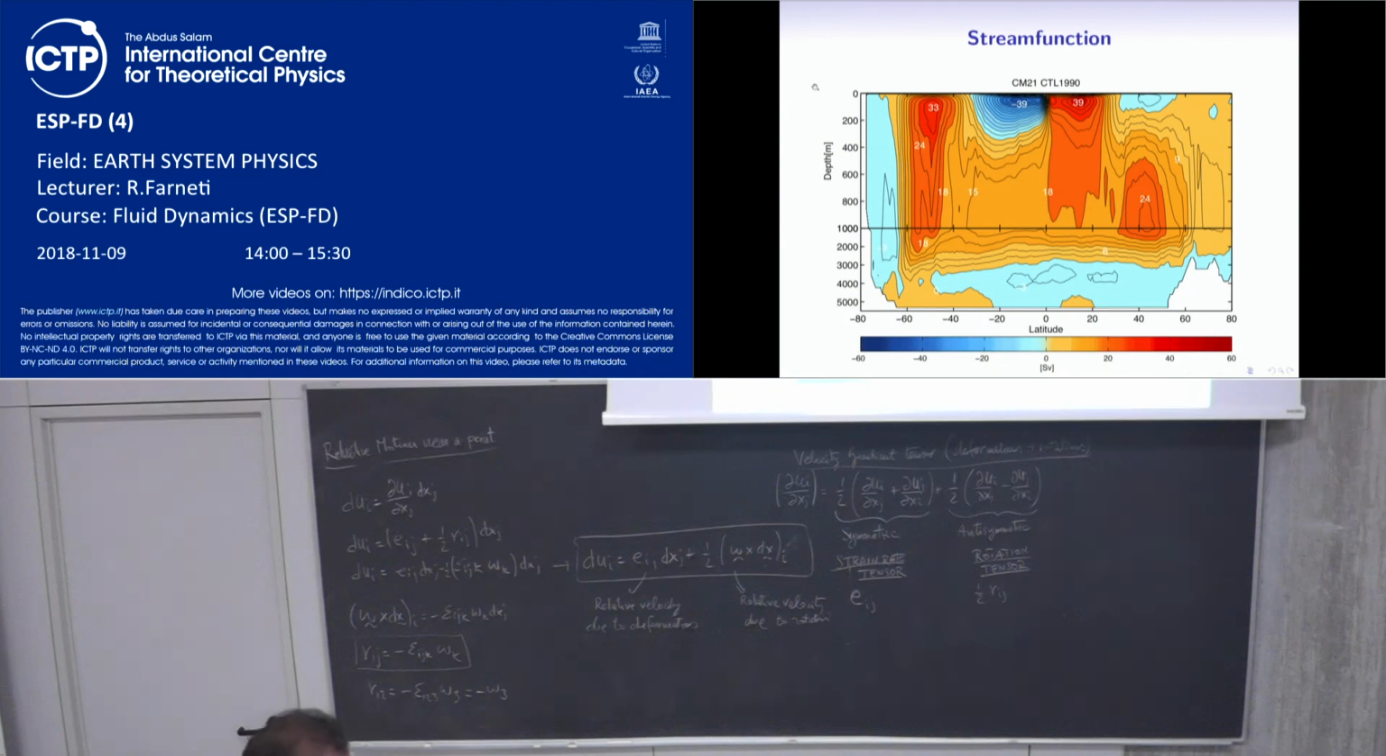Other than that, in the stream functions there were a couple of assumptions. So we made the assumption of the Boussinesq, so density doesn't vary very much, so the continuity reduces to 0 equal the divergence of the flow. And then we made the assumption of two-dimensional flow. I mean, you make a two-dimensional flow and you use the Boussinesq approximation.